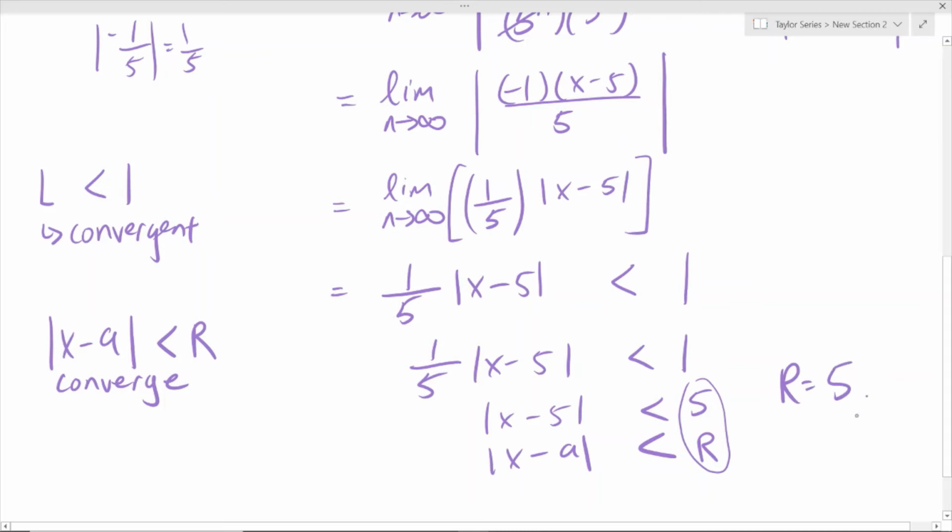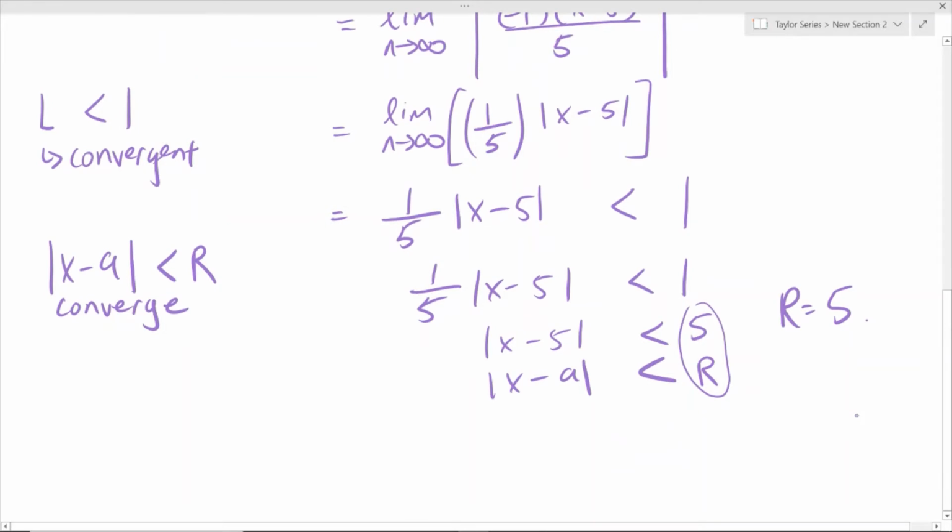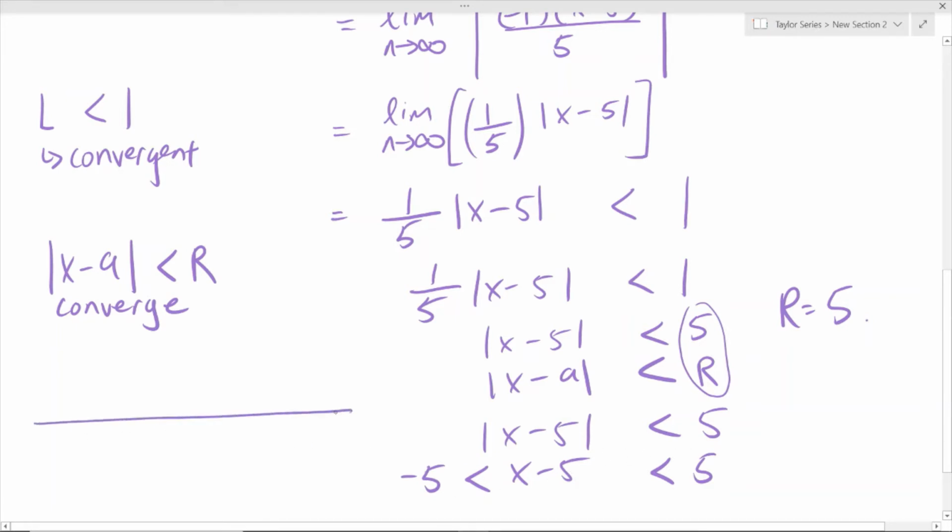Now, we have to find the interval of convergence as well. To do that, we continue this part, x minus 5, and remove the absolute value sign. We will get the following: this is going to be between negative 5 and 5. To visualize on the number line why this is the case, we have 0 here, 5 here, and negative 5 here. So this has to be between negative 5 and 5.